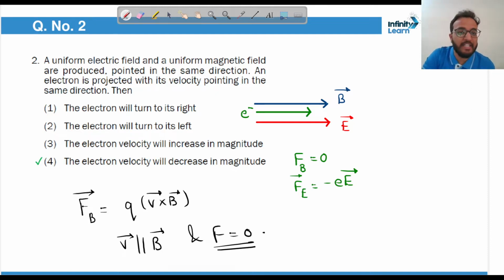As we can see, the velocity is parallel to the magnetic field, so there is no magnetic force on this particular electron, but there is an electric force. This is the formula for the electric force. It is acting opposite to the motion of the electron. So definitely the electron is getting retarded, or its velocity will decrease. That is why the fourth option is correct.